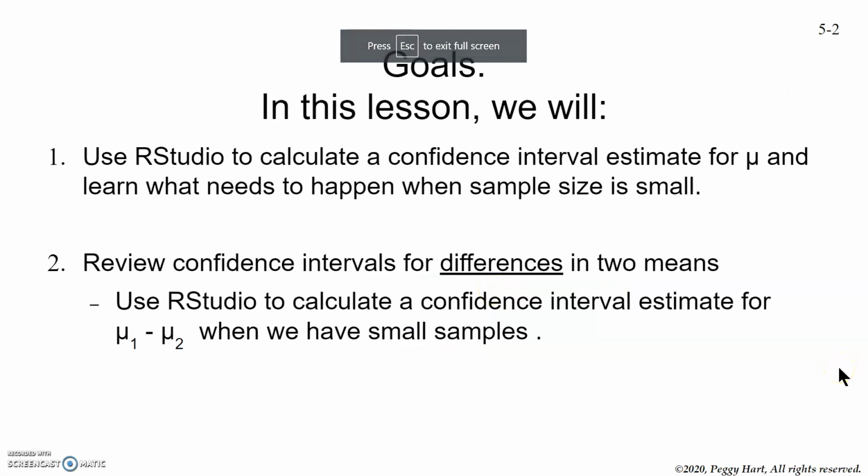All right, so we're going to use RStudio to calculate a confidence interval for mu and look at what needs to happen when the sample size is small. And then we're going to review real quickly confidence intervals for differences in two means and see how to use RStudio for that, especially when we have small samples.